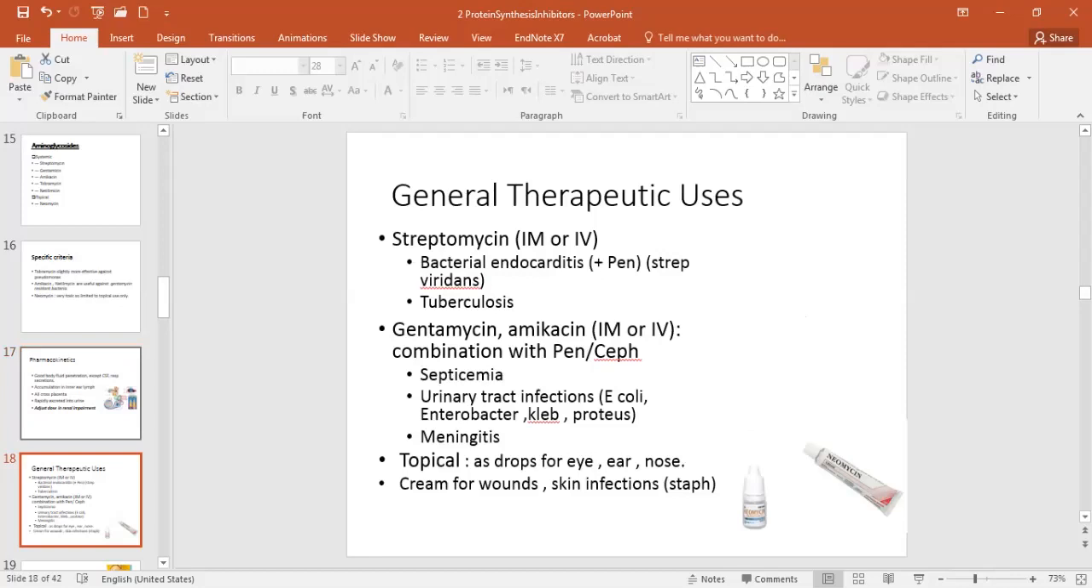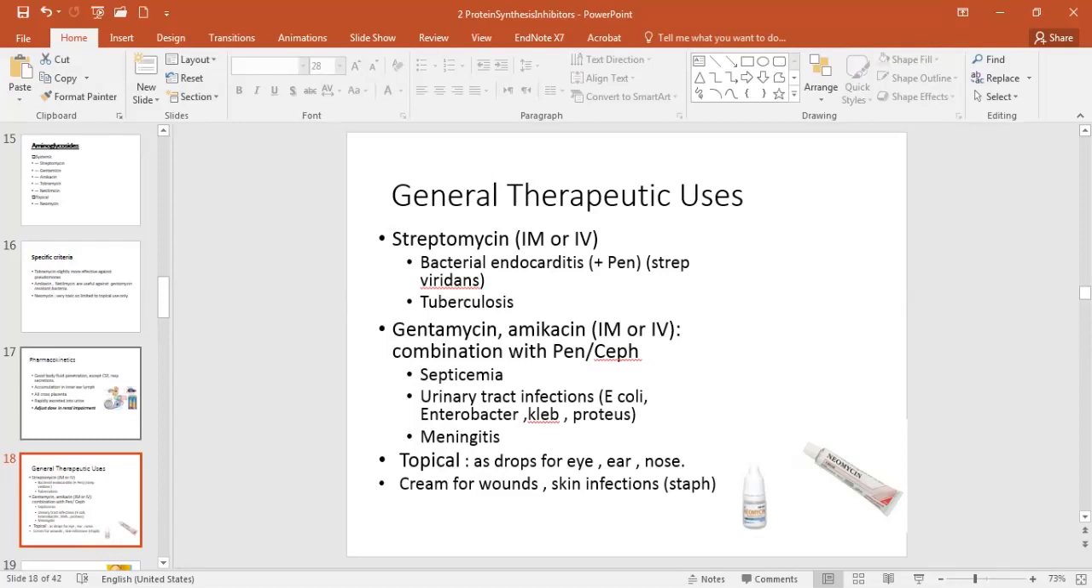The uses of aminoglycosides. Streptomycin can be given IV for bacterial endocarditis caused by gram-positive Streptococcus viridans, with penicillin, and can also be given in tuberculosis. Gentamicin or amikacin can be given IM or IV in combination with penicillin or cephalosporin in septicemia, urinary tract infections, as for E. coli, Enterobacter, Klebsiella, or Proteus, and in meningitis.